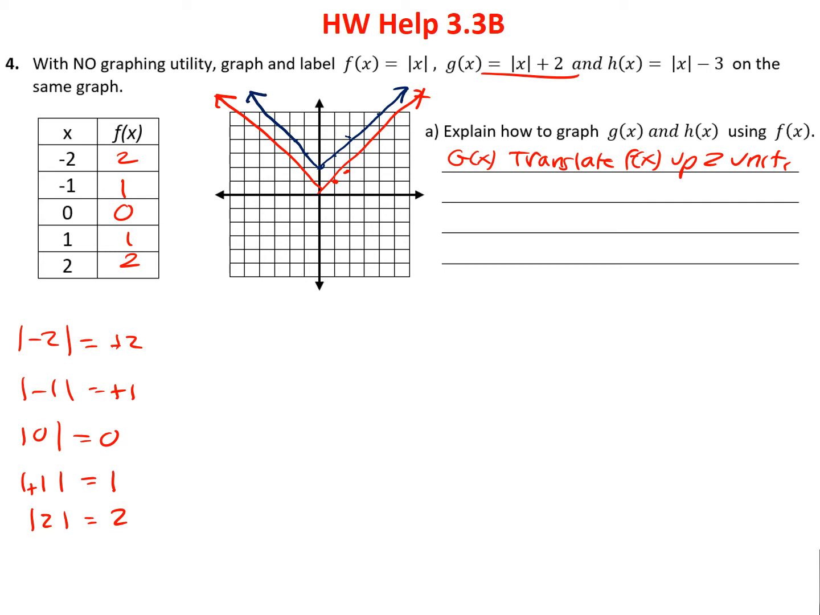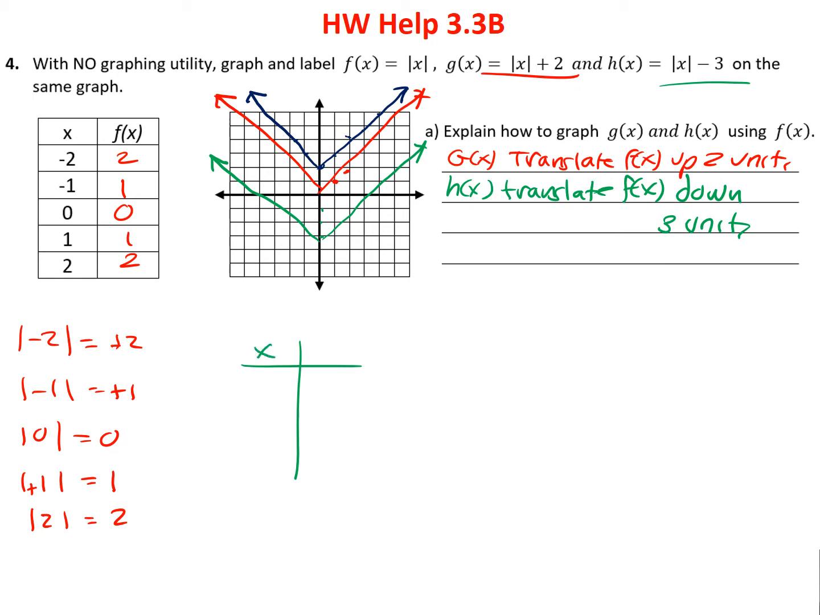On the same hand, the next one says absolute value of x minus 3. So for h of x, we're going to translate f of x down, because it's -3 units. So I come here and I go down 3, but then I get the same exact graph going this way. So you're just taking the graph and either moving it up or moving it down. This is when you add something outside the absolute value function. Okay? Again, it's outside.